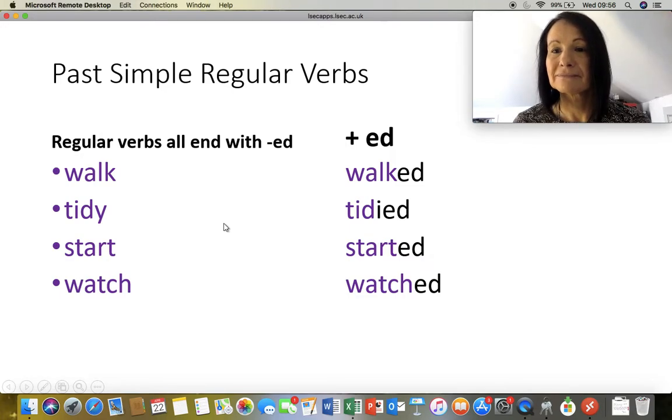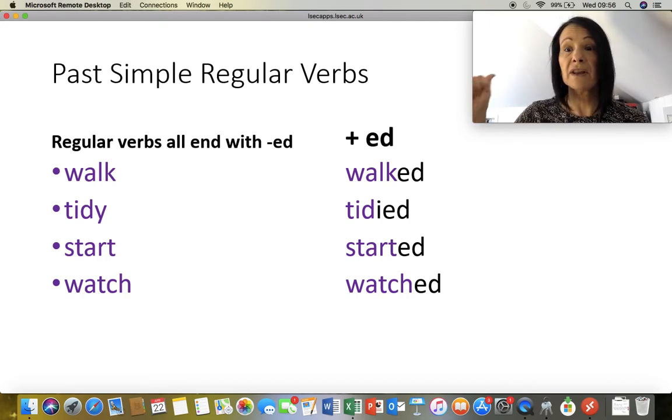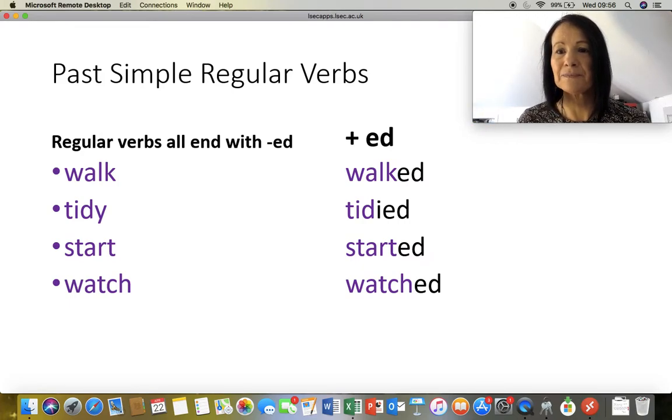Now, when we're talking about the past, are we talking about right now? No. We're talking perhaps about earlier in the day, or yesterday, or at the weekend, or even last year, or earlier. That's the past tense. So just be careful to remember that throughout the lesson.